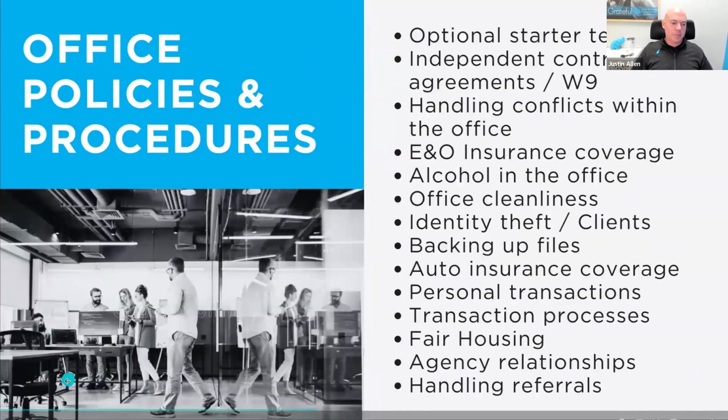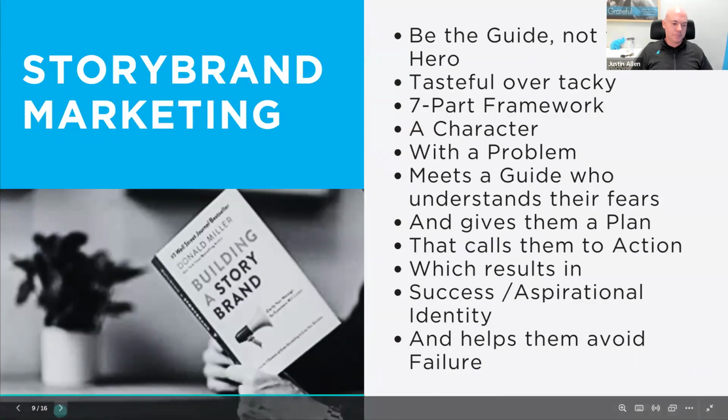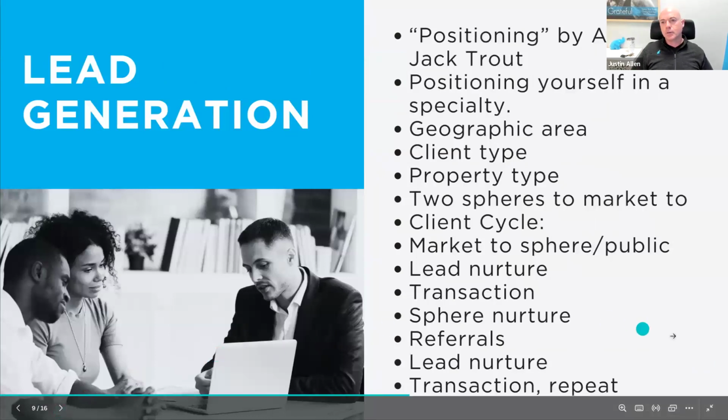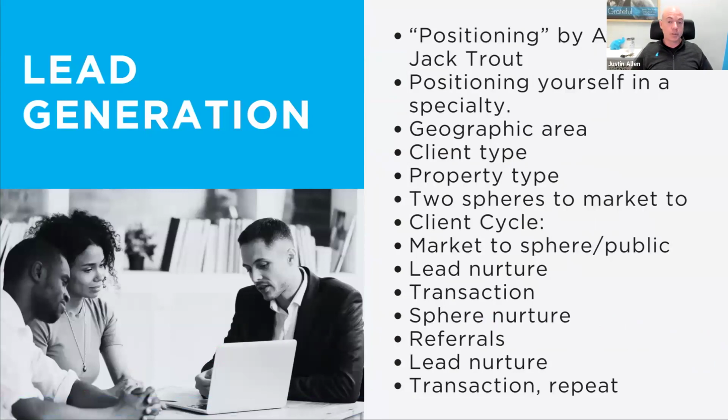All right. Lead generation. One of the things that we talk about with lead generation, and there's a third book. There are 3 books in our branding guidelines. It's going to be Building a Story Brand, Marketing Made Simple, and the third is Positioning by Al Ries and Jack Trout. This is going to teach you how to be a specialist, not a generalist.